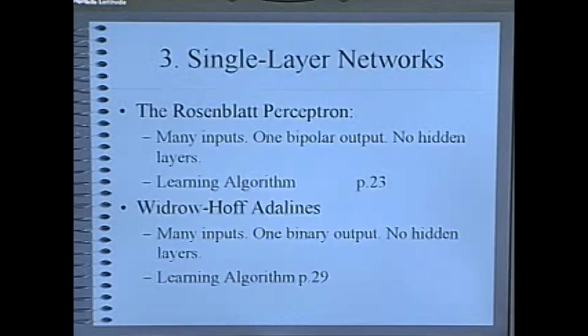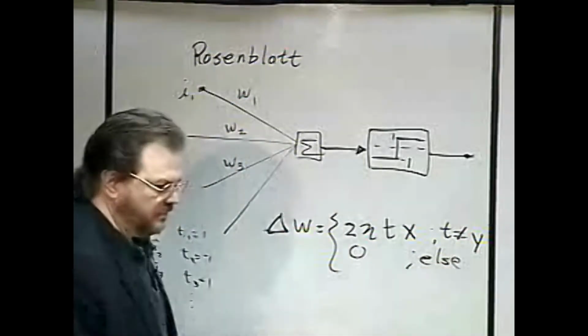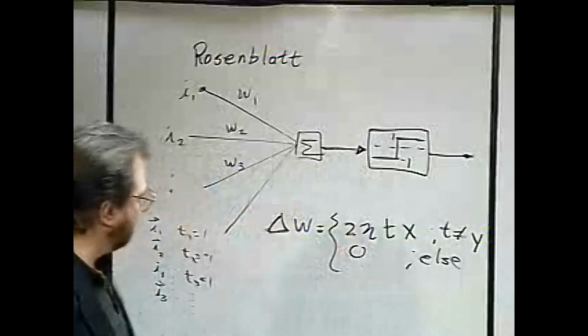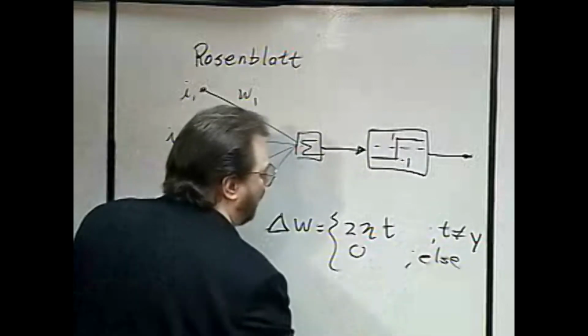Did he change them all? Yes, he changes them all by the same amount. I'm trying to look for it. Okay, here it is. Delta W is equal to 2 eta times the target times the output, if the target was not equal to the value, and is equal to 0 otherwise. Now let's take a look at this learning rule. Let's see, T, I think there's a typo in the book. This should be a Y.